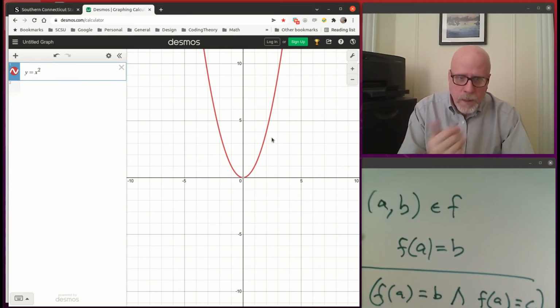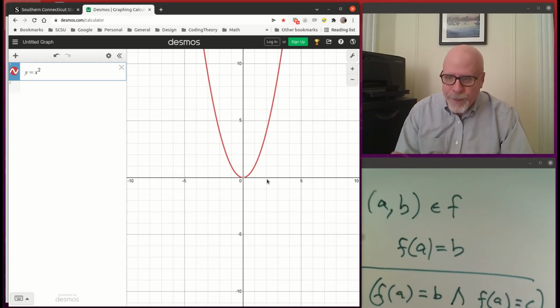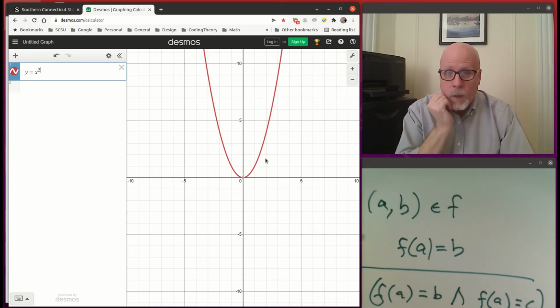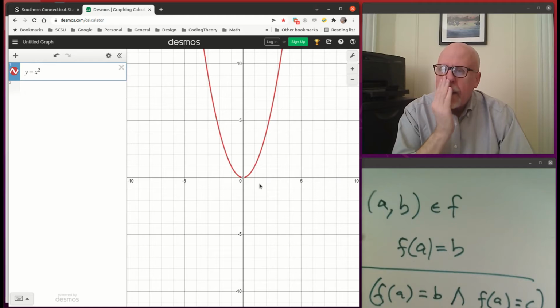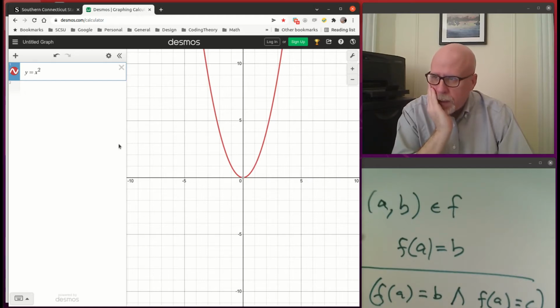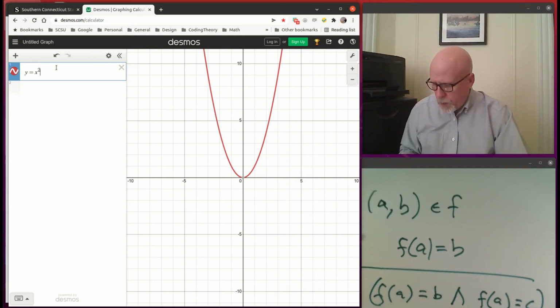Clearly the horizontal line test fails. Clearly there's two different x's that go to the same y for a lot of values. To make that not happen, you just want to chop this graph in half. And in Desmos, there's kind of a nice way to do that.